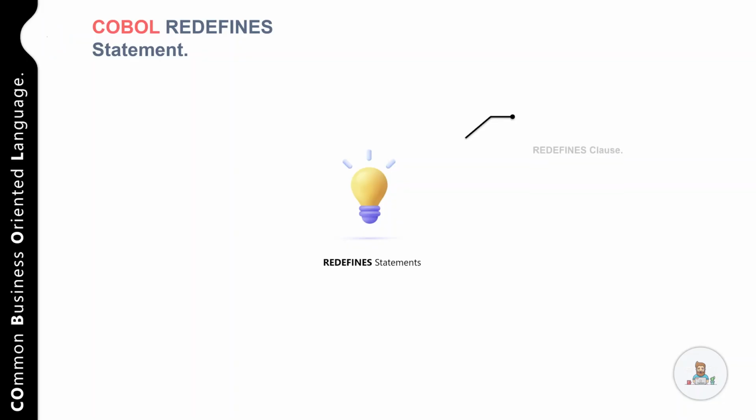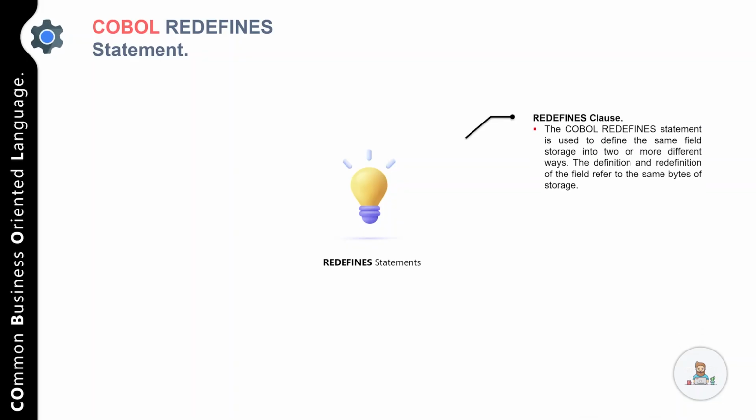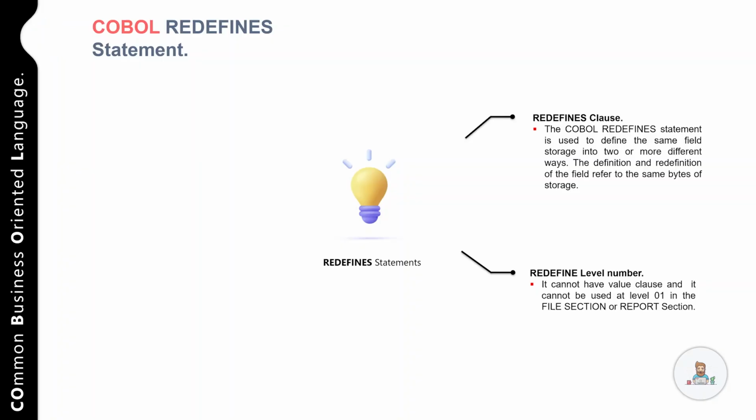By definition, the COBOL REDEFINES statement is used to define the same field storage in two or more different ways. The definition and redefinition of the field refer to the same storage location or bytes. In this way, different data items can refer to the same memory location to reduce the memory space, and the program is easier to maintain as well.